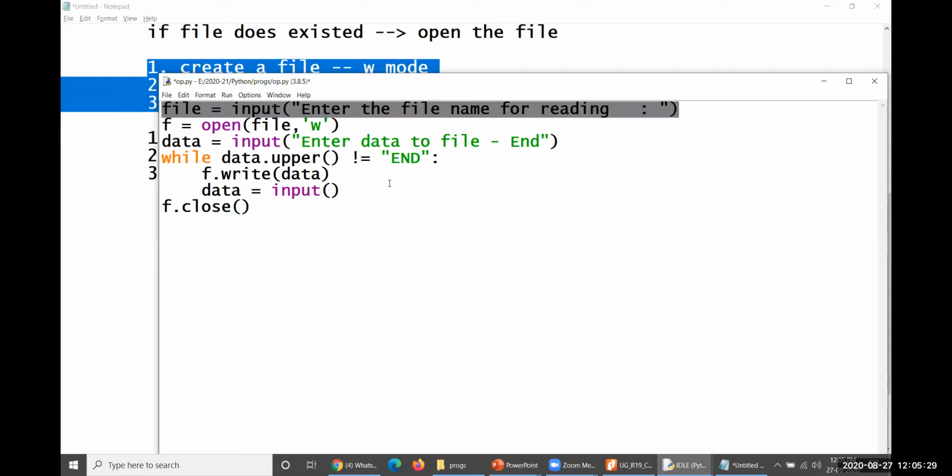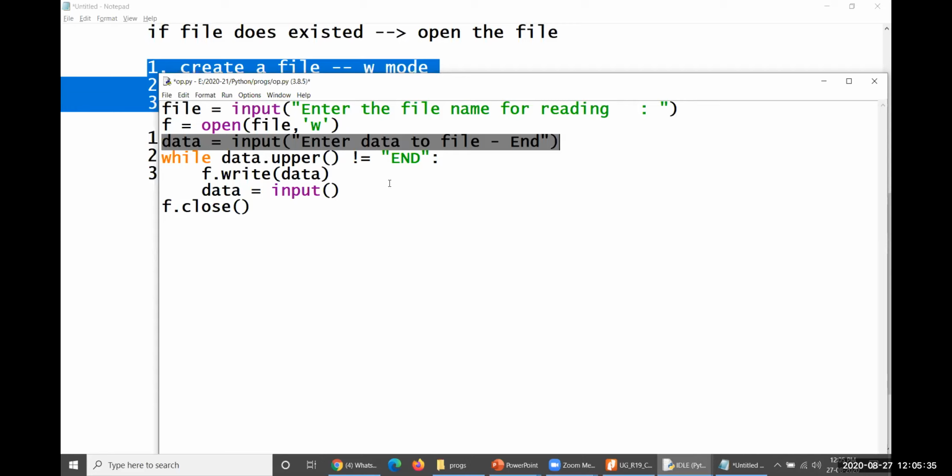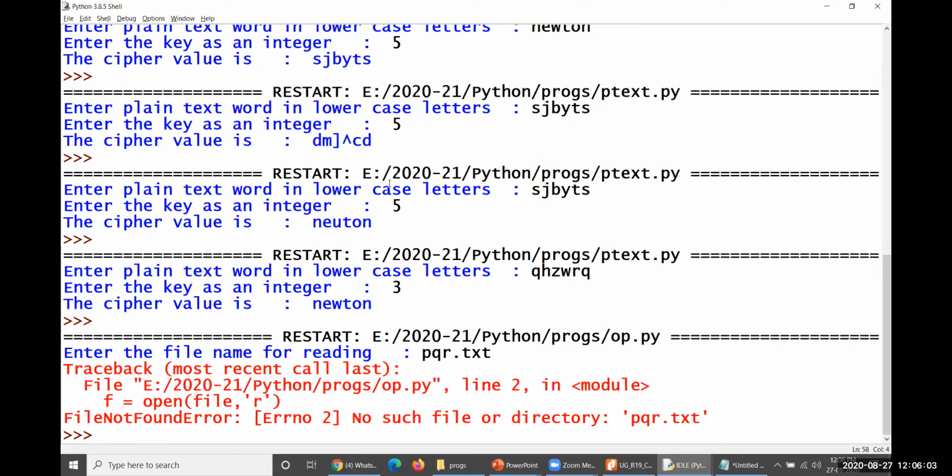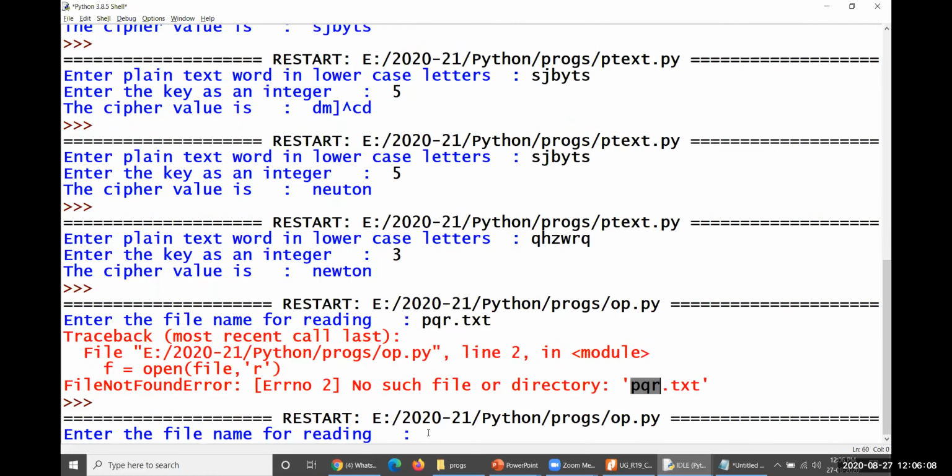You just read the file name, open that file in write mode, and then enter some data to place onto the file. How long can you place lines of data? Until you type end. If you type end, your file writing is over. If you do not type end, the data will be continuously placed onto the file here. Let us examine whether this gets executed properly or not. Let me execute this one for a while. The file name is pqr.txt, which we previously checked is not available. So let us check this one right now.